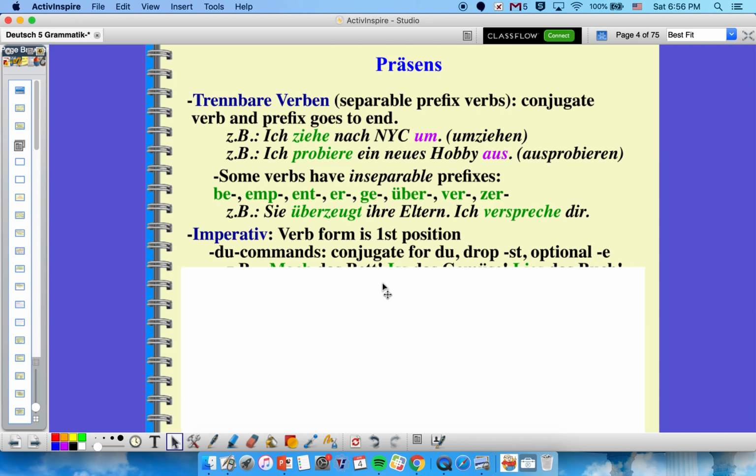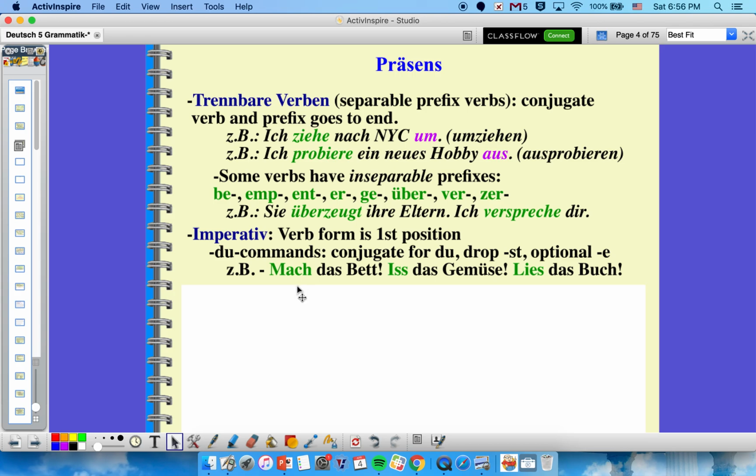Okay, the last thing that I want to talk about with present tense is imperative, so our command forms. So just like in English, you put the verb first. With du commands, the first step is to conjugate the verb for du, then you drop the st ending, and sometimes you add an e ending on there and it kind of softens it, but it's not all the time. It kind of depends on the verb. It's something you get a feel for as you get more proficient in German.